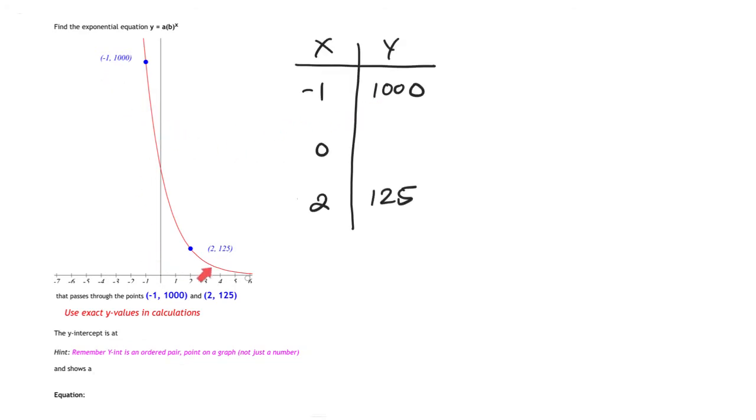So when we're trying to figure out this information first, I would encourage you to put it into a table, where you have -1, 1000 in a table like this, and you take your other coordinate at 2, 125, and put it down at the lower part of your table at 2, 125. Then from there, what you need to do is try to find the multiplier.